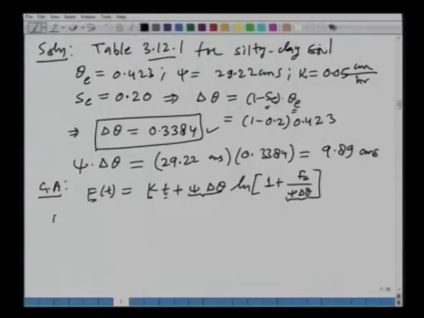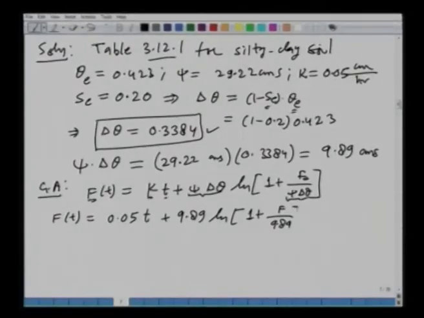So we will have F of t equal to K, which is 0.05, times t, the time, plus 9.89 natural log of 1 plus capital F over 9.89. This is your general equation which you are going to use.